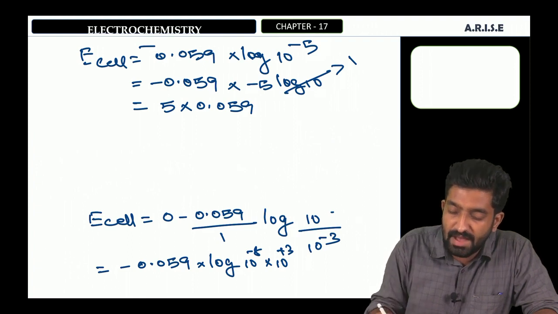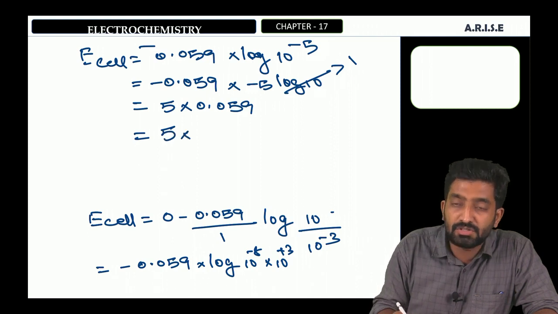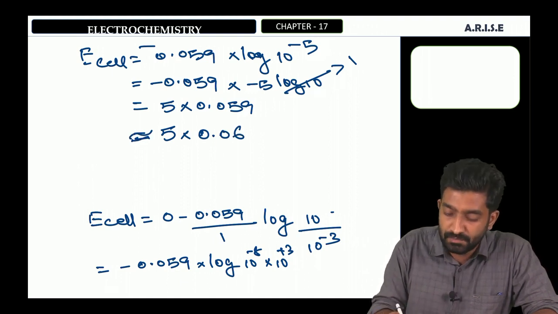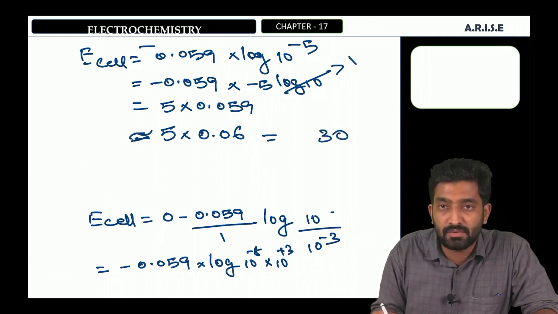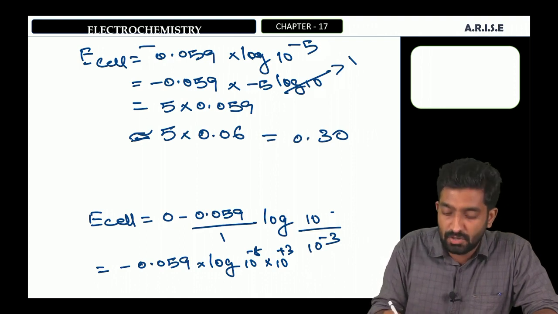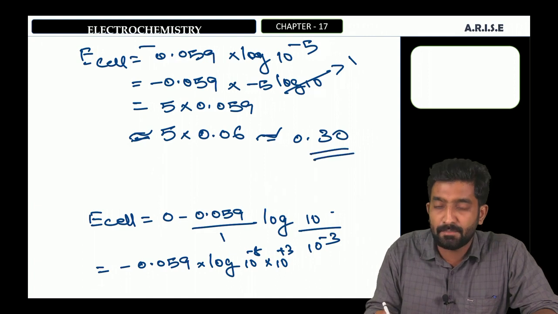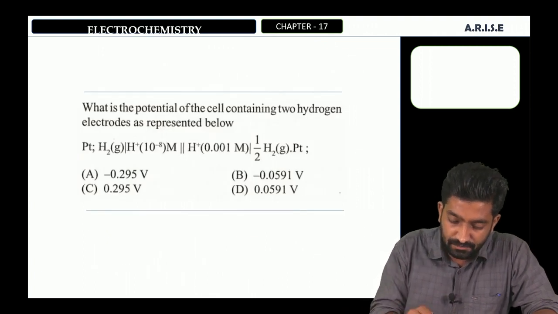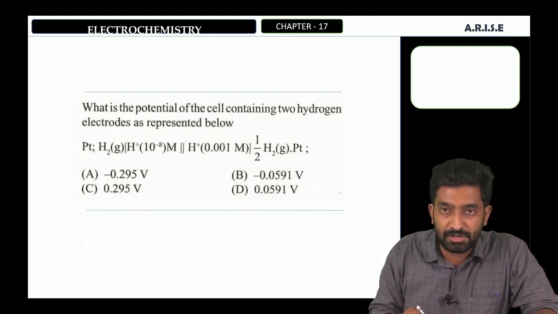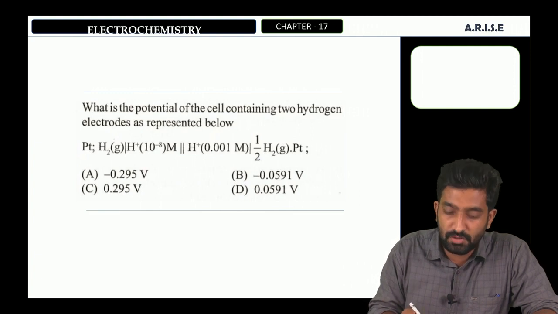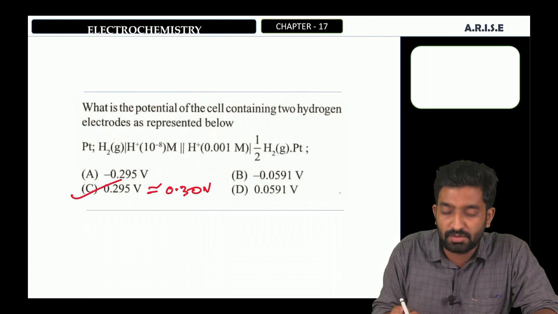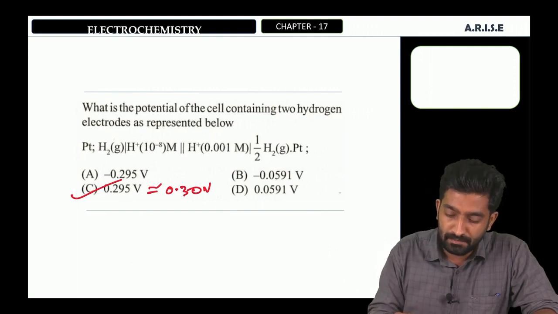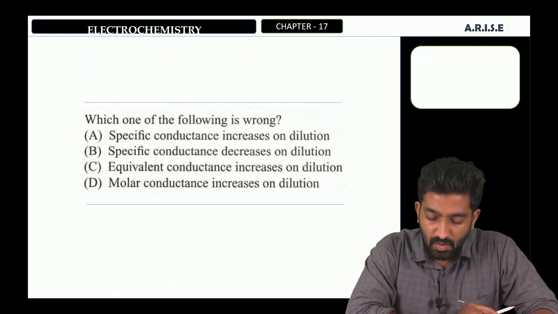And we can find out the final answer. 5 into 0.059, we can approximate as 0.06. 6 into 5 is 30, that is 0.30 approximately. You will get the approximate value, 0.30 volt. And look at the options here. Option number 3, that is option C, is 0.295, that is approximately equal to 0.30 volt. Therefore, our correct answer is option C, 0.295 volt. Clear?